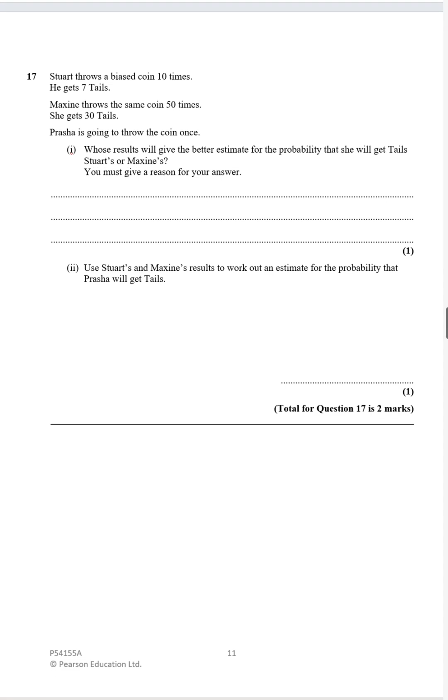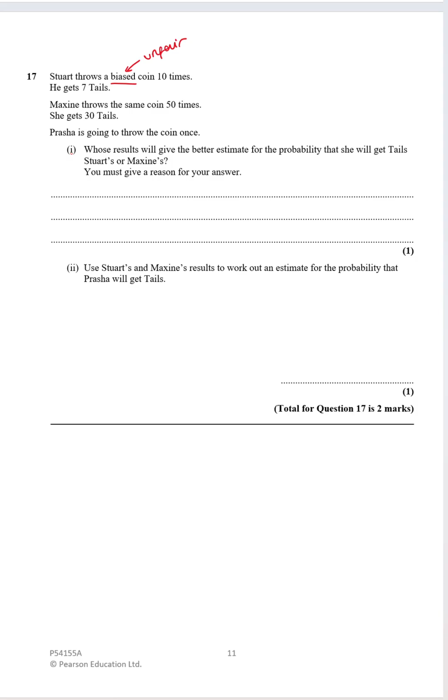Question 17. Stuart throws a biased coin. Biased just means unfair. And he throws a biased coin 10 times. He gets 7 tails. Maxine throws the same coin 50 times and she gets 30 tails. Prasha is going to throw the coin once. Whose results will give the better estimate for the probability that she will get tails, Stuart's or Maxine's? You must give a reason for your answer.